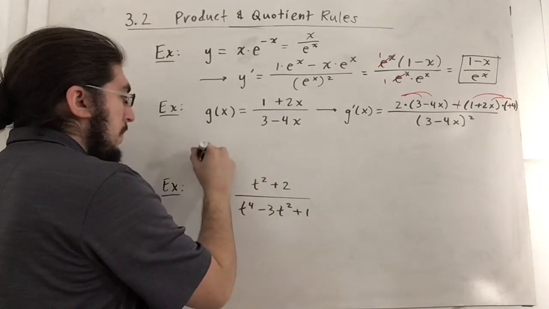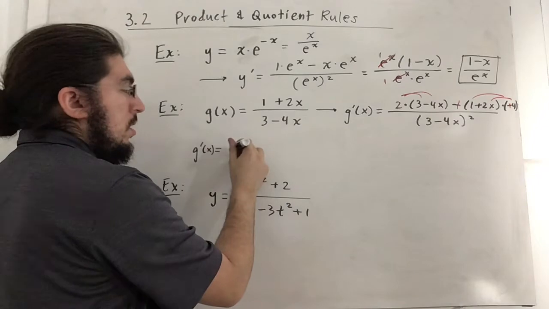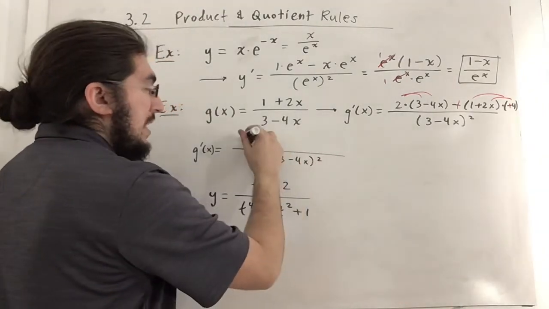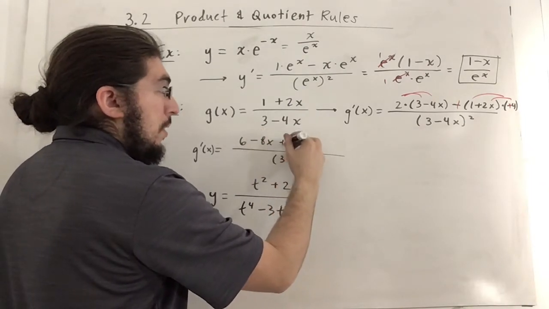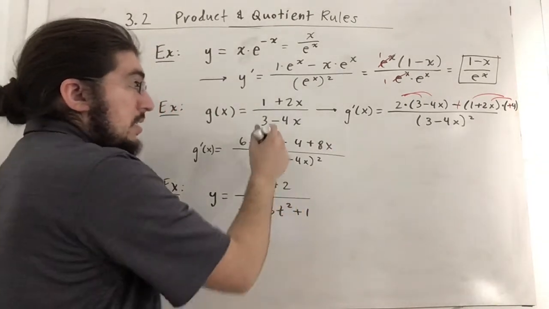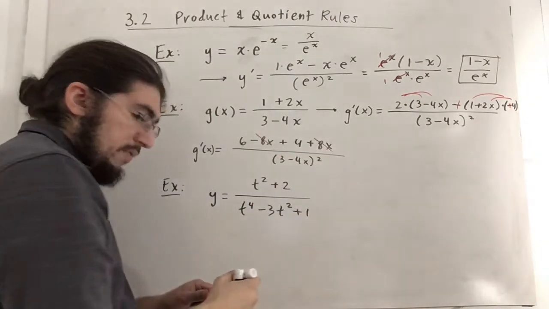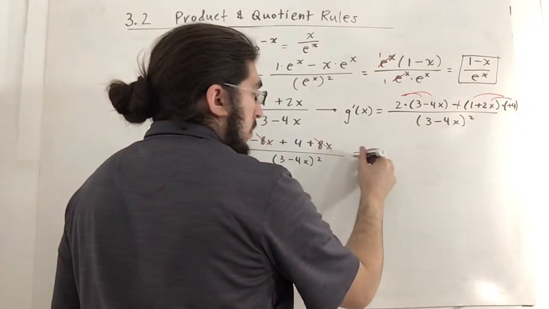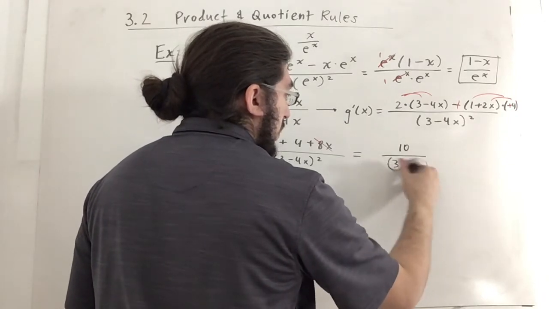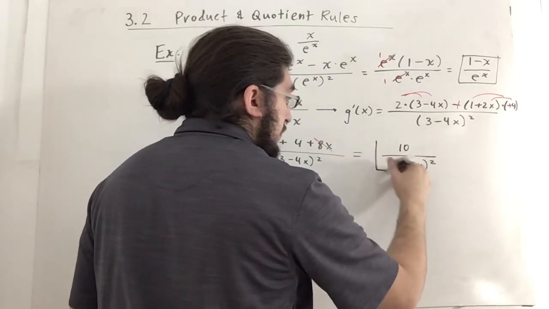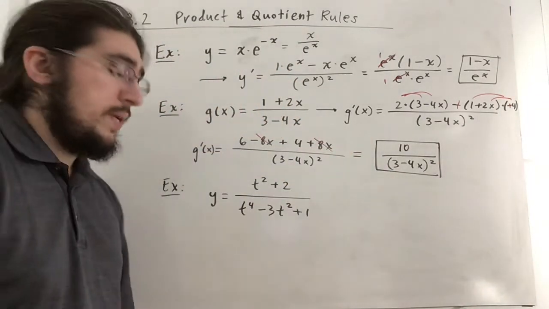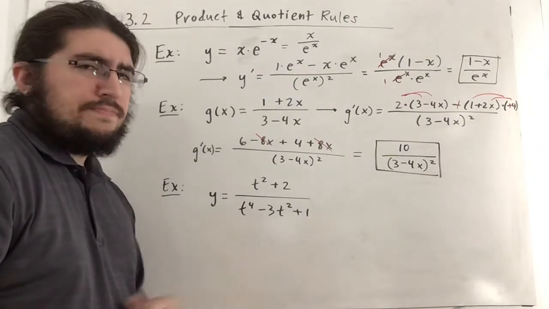So now we get g prime of x is equal to all over 3 minus 4x all squared. We get 6 minus 8x plus 4 plus 8x. Look at that. The 8x's actually cancel out, funny enough, and we're left with 10 on top only. So our answer then is 10 over 3 minus 4x quantity squared. And there's no cancellation here. So this is it fully reduced, basically. And now on to the next one.